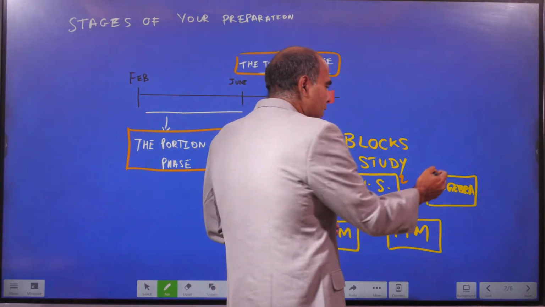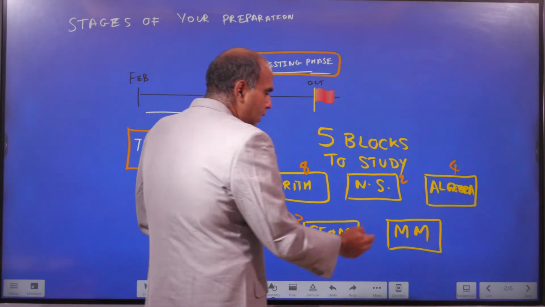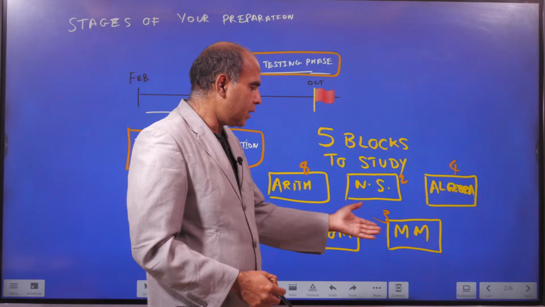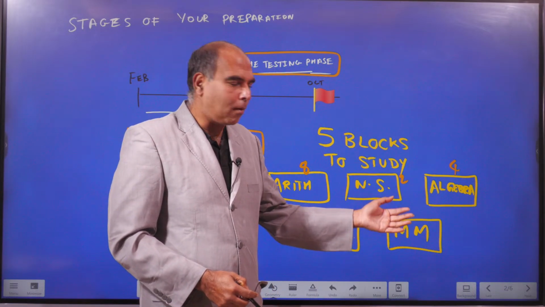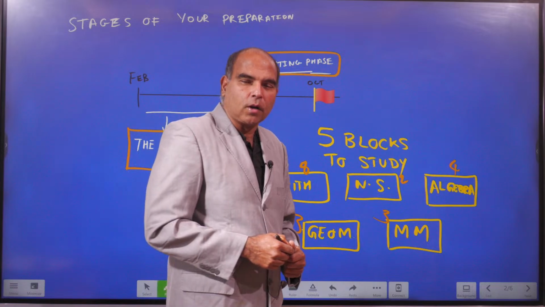Anyway, coming back, so the 5 blocks to study: 8 chapters of arithmetic, 2 chapters of number systems, 4 chapters of algebra, 3 chapters of geometry, and 3 chapters of modern maths. Geometry includes mensuration and coordinate geometry, and modern maths is permutation, combination, probability, and set theory. So this is the 20 chapter framework that you're talking about.